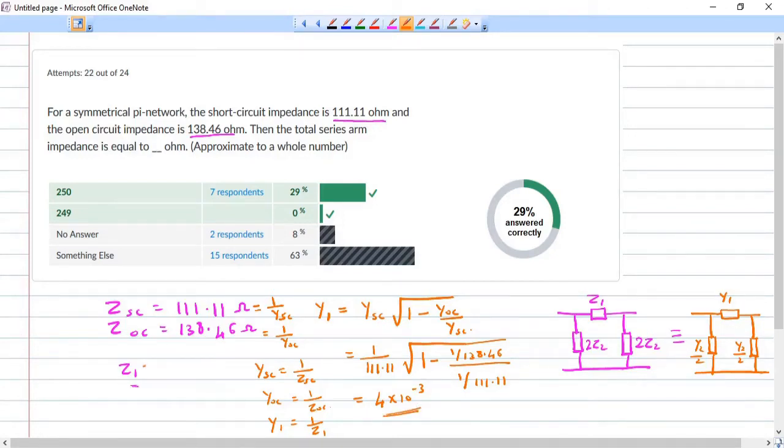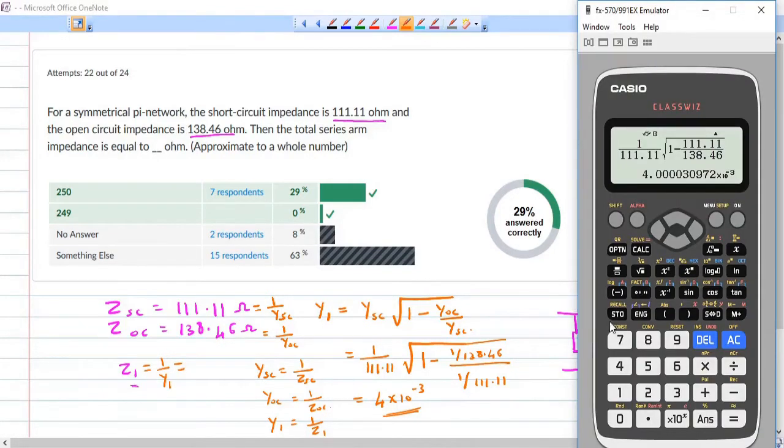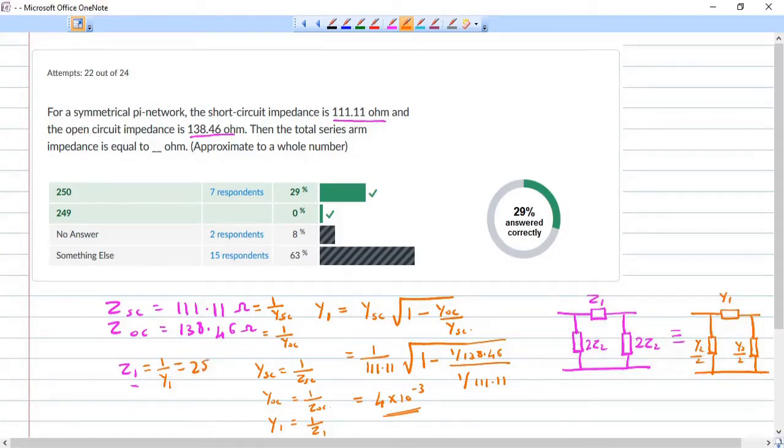So what is Z1? Z1 is 1 by Y1. So that will be the inverse of this. So that is 1 divided by this, and the answer is equal to 249.99. So if we approximate to the nearest whole number, it should be equal to 250. Okay. So Z1 is equal to 250 ohm. So that's the answer for this question.